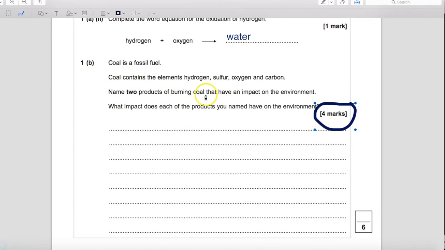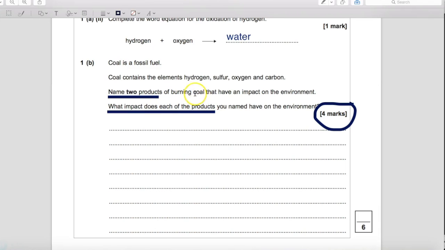The next thing I want to look at, how are we going to answer this question and get those marks? Name 2 products of burning coal, and what impact does each of these products you named have on the environment? So if there's 4 marks, then I think there's going to be 2 marks for the 2 products, 2 marks for each impact.